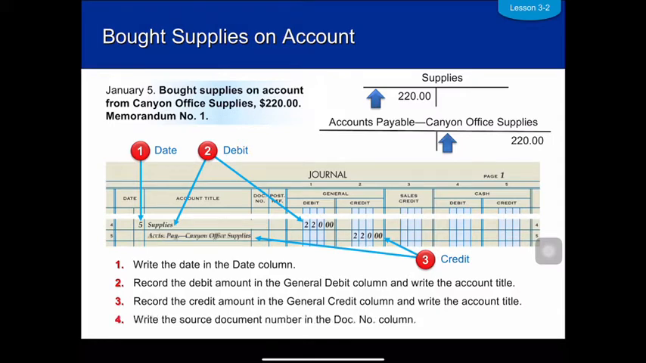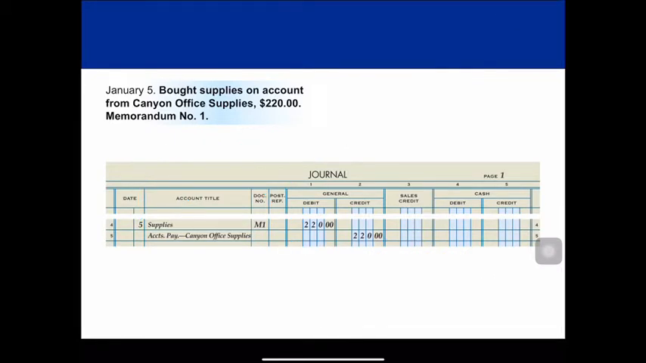The 4th thing is to write the source document number. It's memorandum 1, so we will write M1. If you notice, every entry into your journal only has one date. So you will only write the 5th, or the number 5, for the date on the first line. And this goes to show that supplies and accounts payable belong to this one transaction, even though we had to use 2 lines.